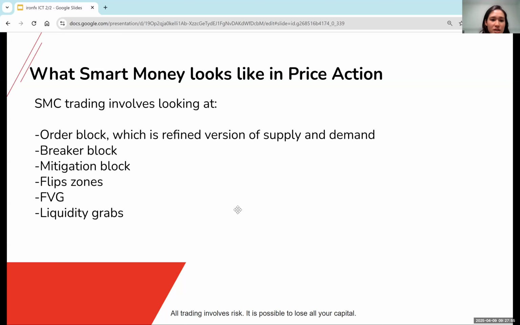Let's first talk a bit about what exactly smart money looks like, or what exactly it is. When it comes to smart money concepts, you're basically looking at order blocks, which is basically supply and resistance. And we're looking at breaker blocks, mitigation blocks, flip zones, FVG, which we covered, and liquidity graphs, which we covered as well. So you can see there's a lot of overlap when we're talking about smart money as well as ICT.